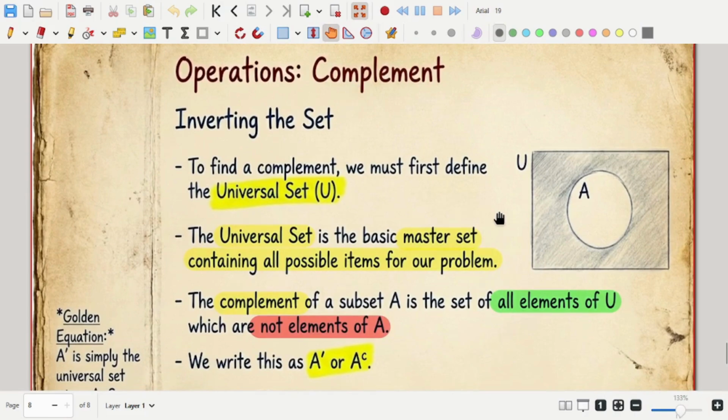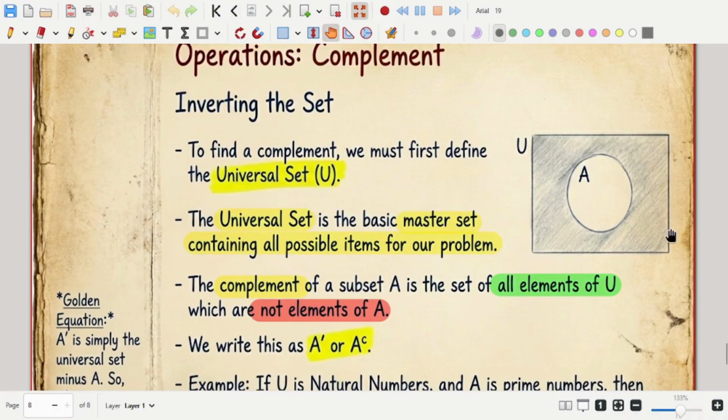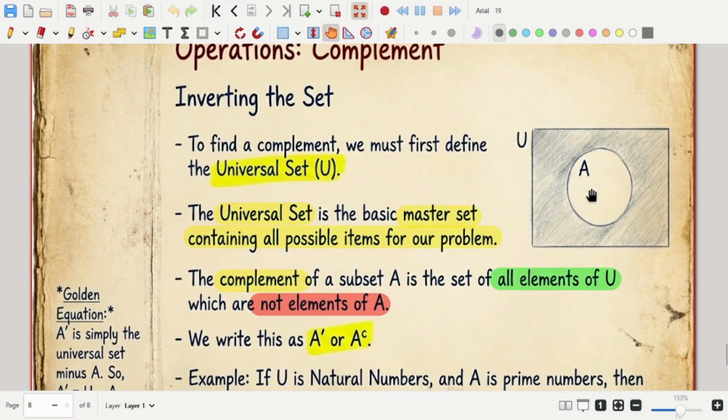Complement. To understand the complement, we will first understand the universal set. This rectangle usually denotes the universal set. Universal set is the master set containing all possible elements for our problem, and this A is a subset of this universal set. So complement of subset A, this is subset A, is the set of all elements of U which are not elements of A.